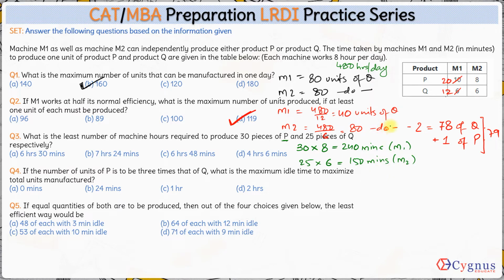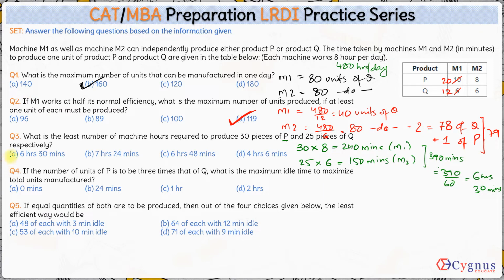Okay. Now the total machine hours will be 390 minutes. 390 minutes converted to hours will be 390 divided by 60. That means 6 hours and 30 minutes. These are machine hours. This is the amount of time machines would be running. This is not the actual amount of time taken. Okay.